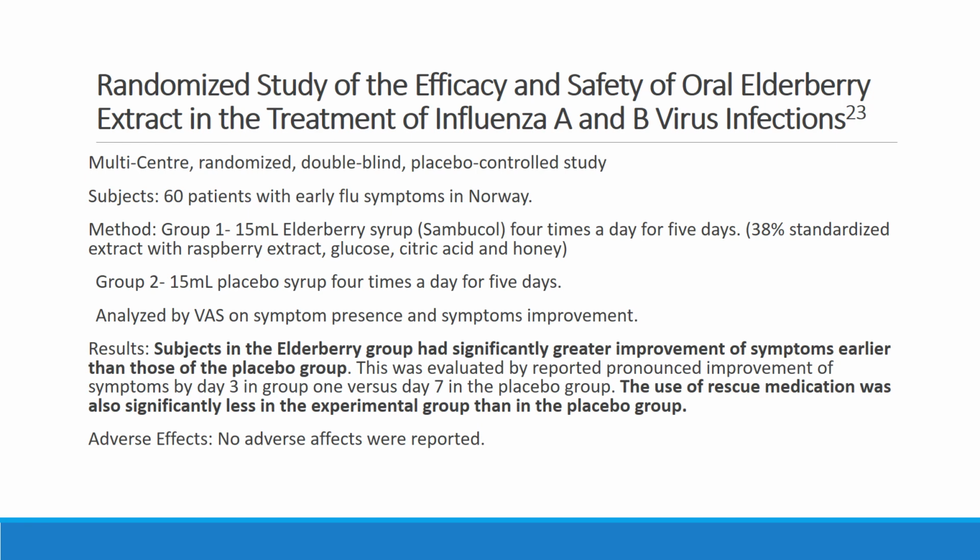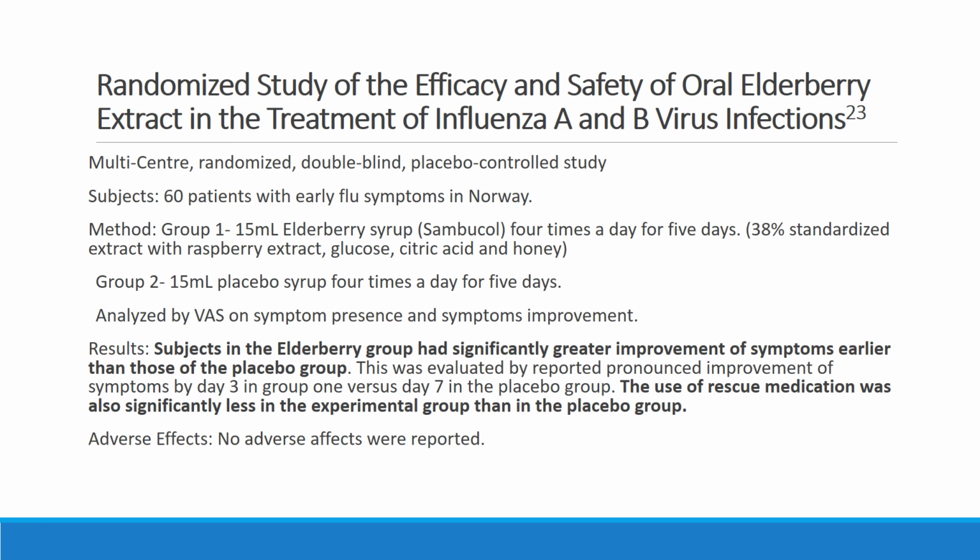The experimental group was instructed to take 15 milliliters of an elderberry syrup 4 times a day for 5 days. The syrup contained 38% elderberry extract with excipients of raspberry extract, citric acid, and honey. The placebo control group followed the same regimen with the placebo syrup.